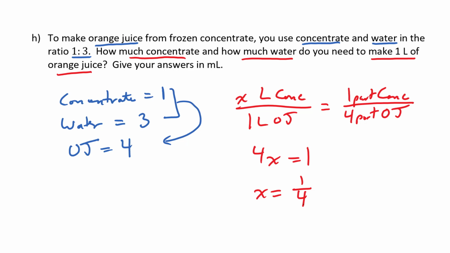X is 1/4. What's our units here? X equals 1/4 liter of concentrate. Is this what I asked for in the final answer? It is not. I asked for it in milliliters. What's 1/4 of a liter? Well, a liter is 1,000 milliliters. What's 1,000 divided by 4? It's going to be 250 milliliters.